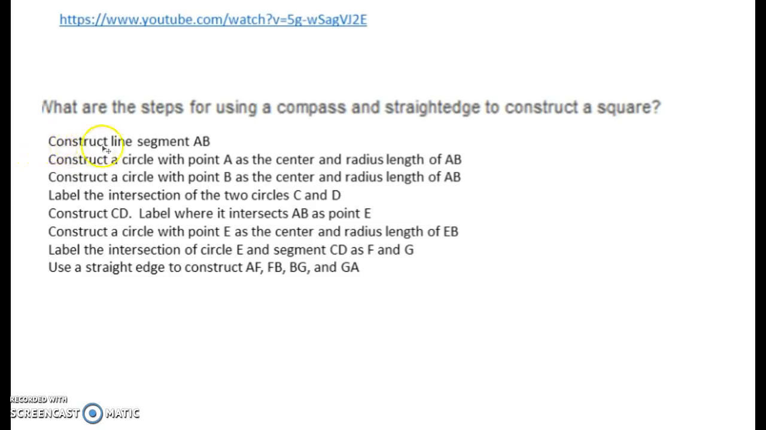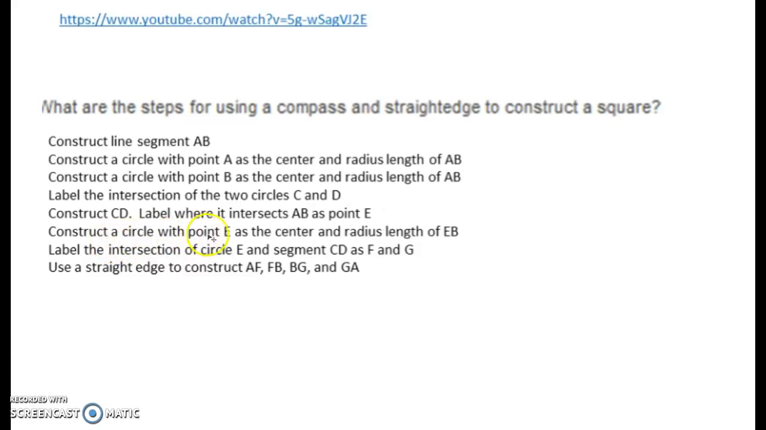You want to start by constructing line segment AB, then construct a circle with point A as the center and the radius of AB. Then you want to construct another circle with B as the center, same radius though. You're going to label the intersection of those two circles as C and D. Construct that line segment CD. Label where it intersects line AB as point E.